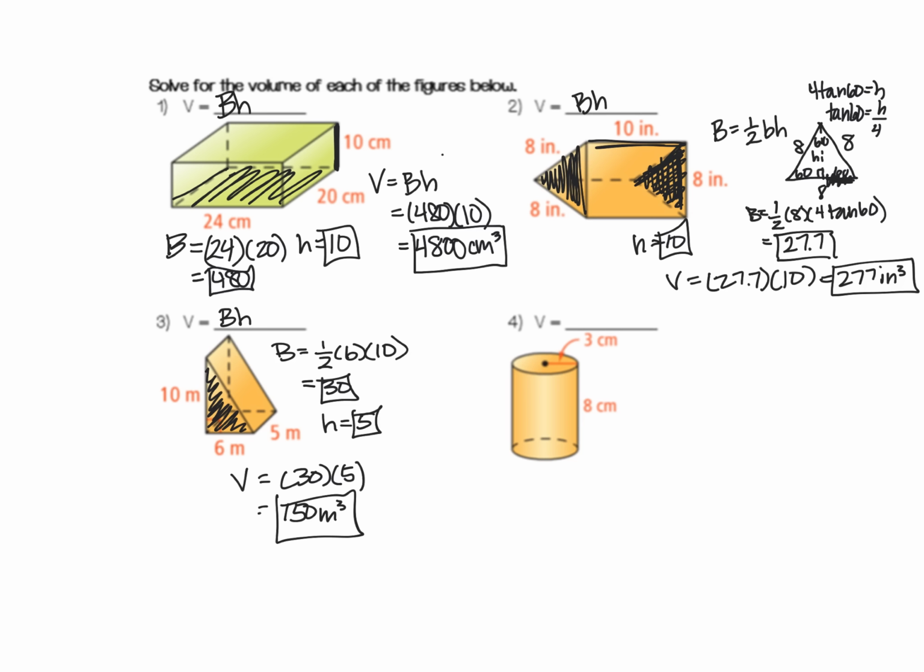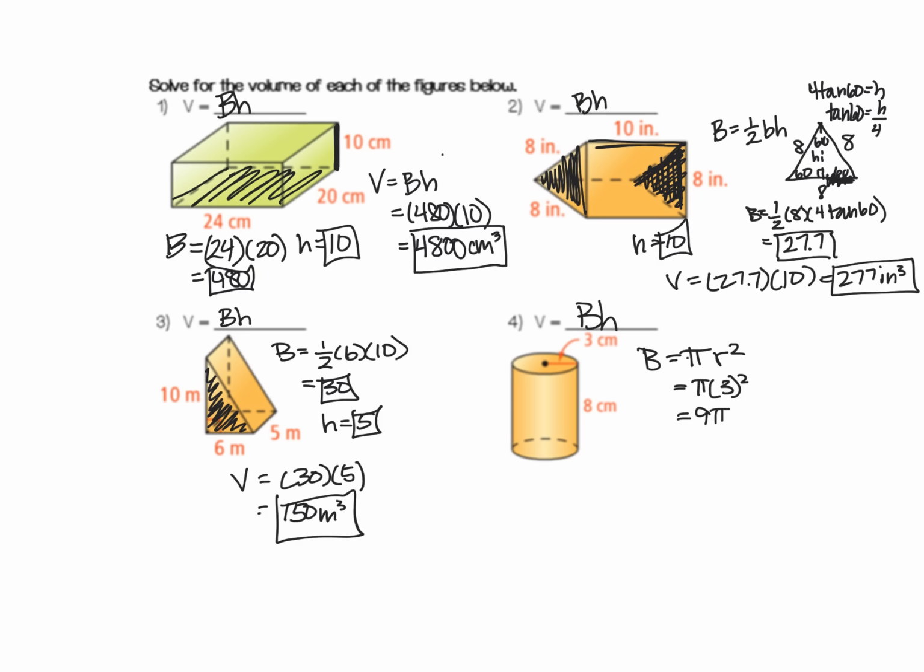For the fourth example, we've got a cylinder. So for the cylinder, volume is still the same formula. So we'll have area of the base times the height. In this case, the base is a circle. So we'll have to find pi times r squared. So pi times 3 squared is 9 pi.